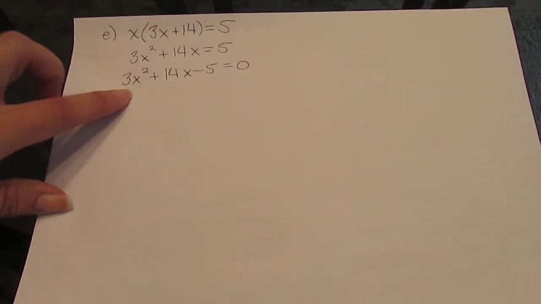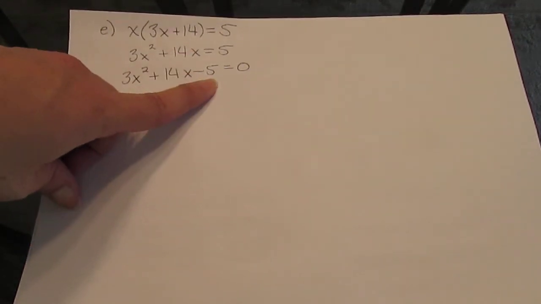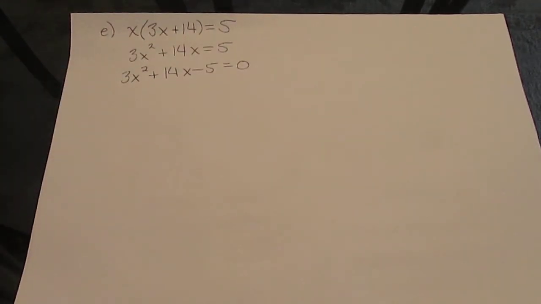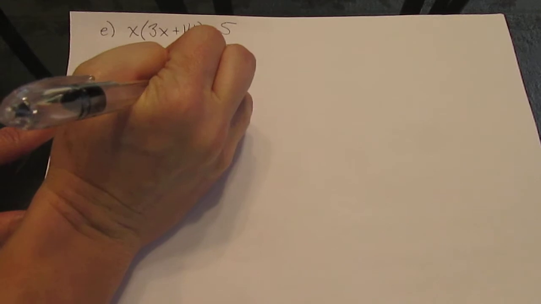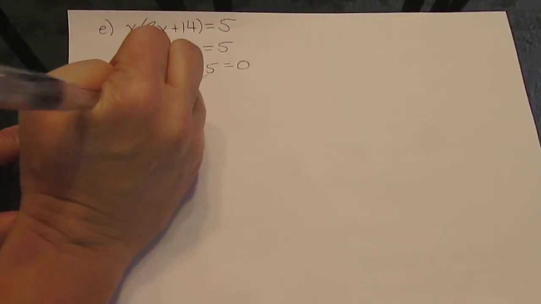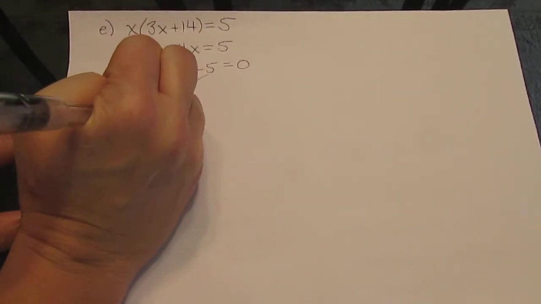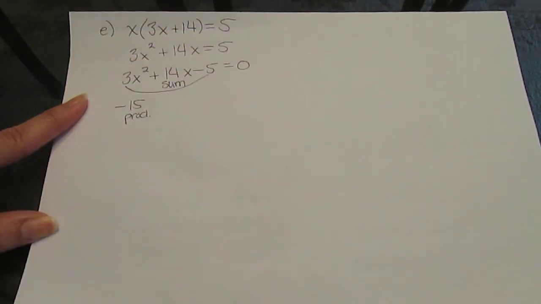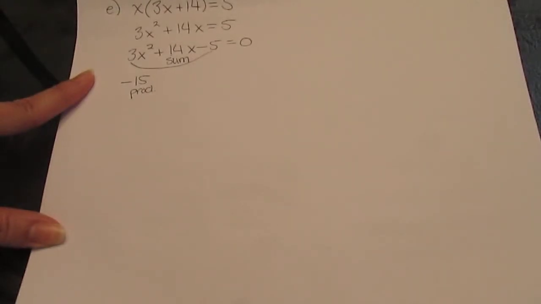So I look to see if I can factor something out. I can't. And I've got a 3 in front. So my product is 3 times the negative 5. So negative 15 is my product. And the middle number, that 14, is my sum. What two numbers multiply and give me negative 15? But when I add them, I get 14. Well, 15 and negative 1.